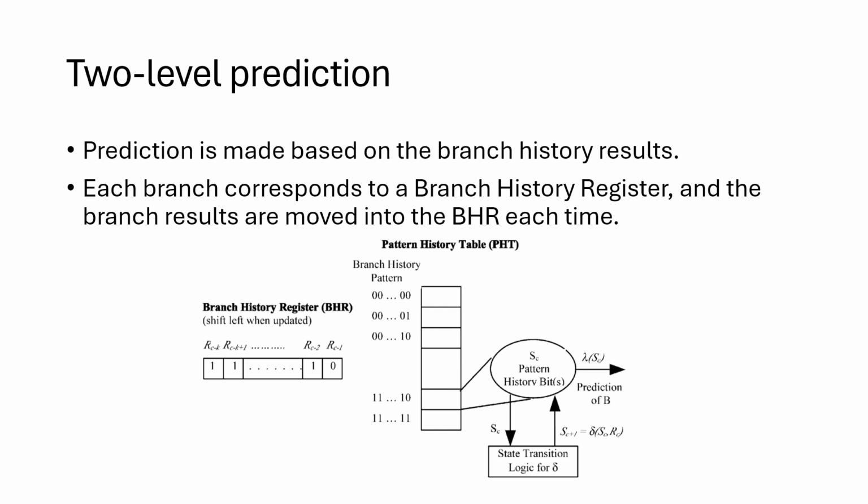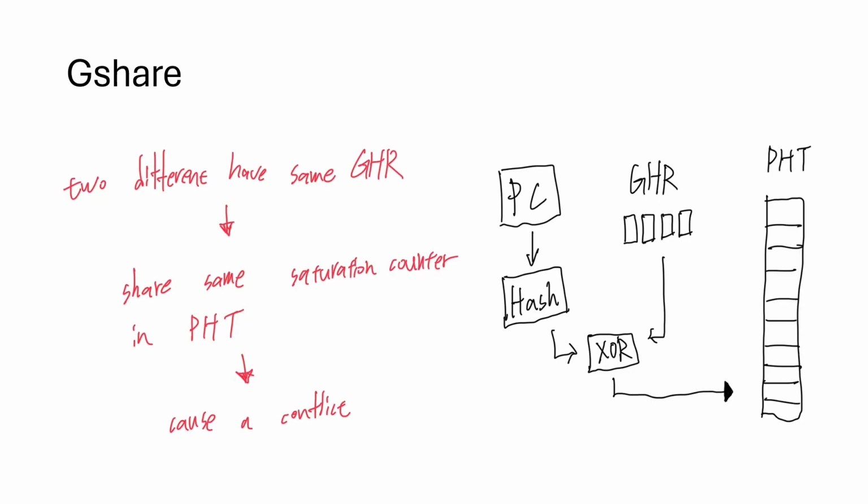If the branch result is TN alternating, and the branch history register is 2 bits, then the pattern history table will have 4 entries, because the pattern history table needs 2 to the power of n entries. The value of n is the BHR width. So if the branch history register uses 3 bits, the pattern history table will need 8 entries because 2 to the power of 3 is 8.